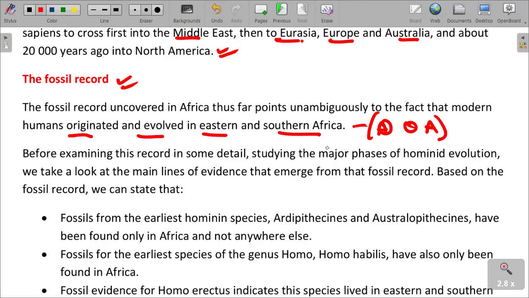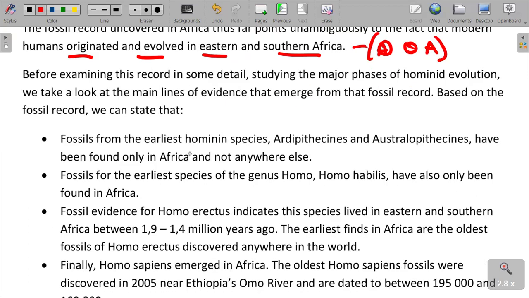So before examining this record in some detail, studying the major phases of hominid evolution, we take a look at the main lines of evidence that emerge from that fossil record. There are quite some sources of evidence. Based on this fossil record, we can state that fossils from the earliest hominin species, the Ardipithecines and the Australopithecus, have been found only in Africa, not anywhere else in the world. So the earliest hominid species are found only in Africa, not everywhere else in the world.